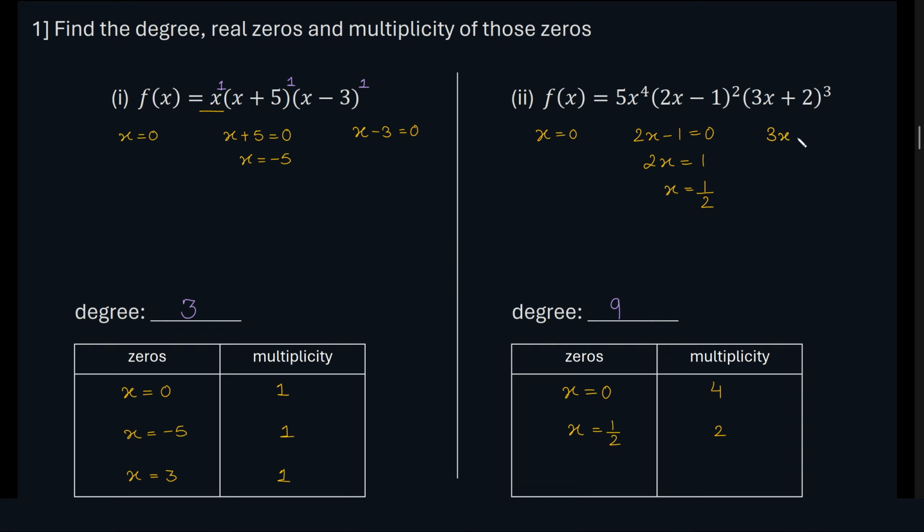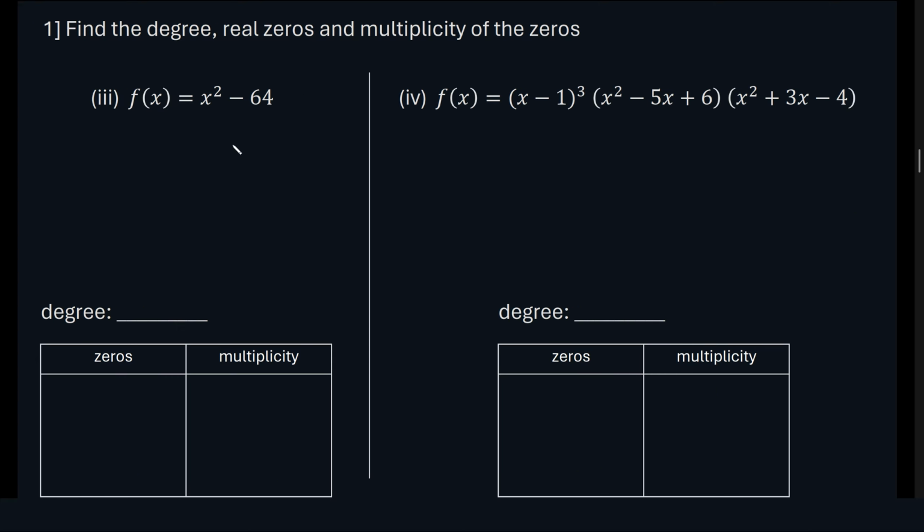And then we have 3x plus 2 equals 0. Subtract 2 from both sides, and then divide by 3. So that's x equals negative 2 over 3, and the multiplicity is 3.